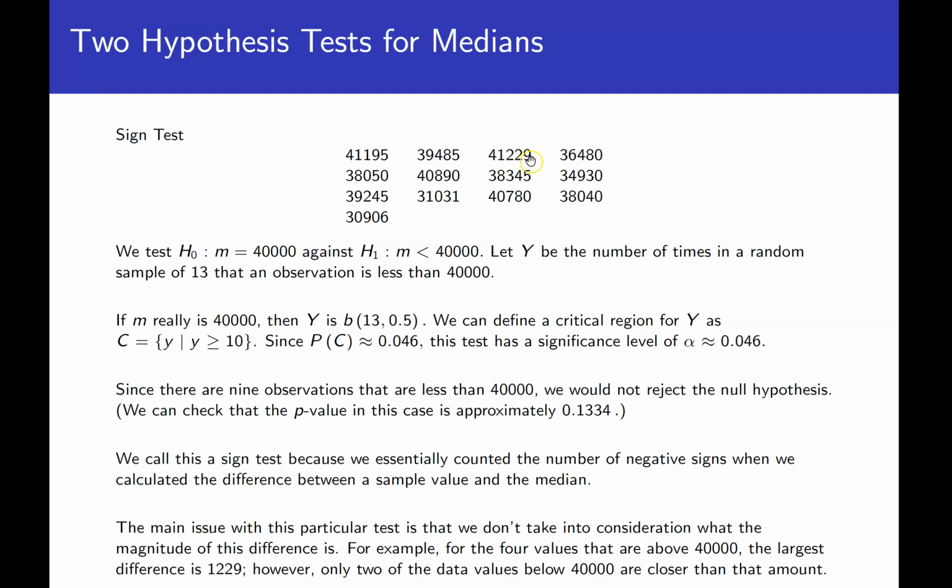That's only 1,229 away. Notice that most of the other ones, 7 of them in fact, are farther away than that. Like this one's at 36,480, this one's at 31,031, this one's at 30,906. So a few of these are significantly lower than the median, whereas the other ones that are above aren't all that far above. So we're not taking that into account at all.